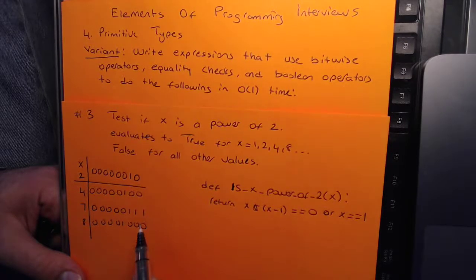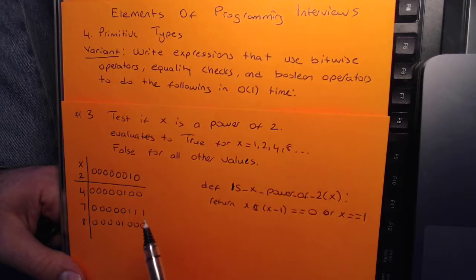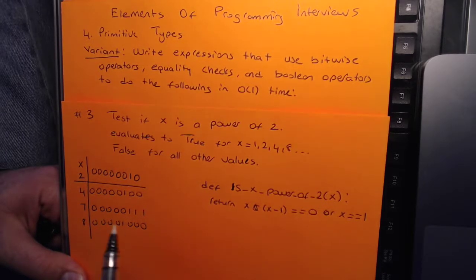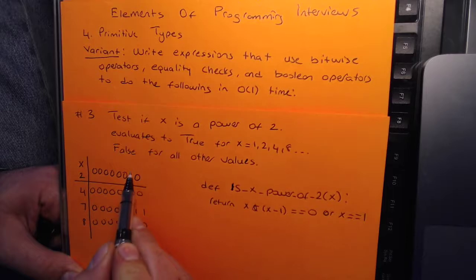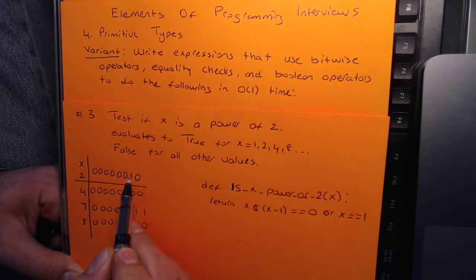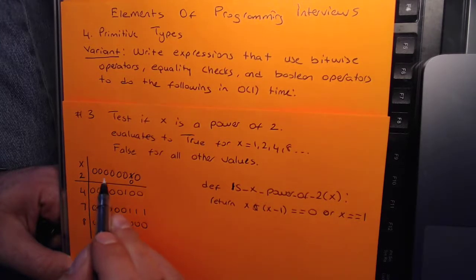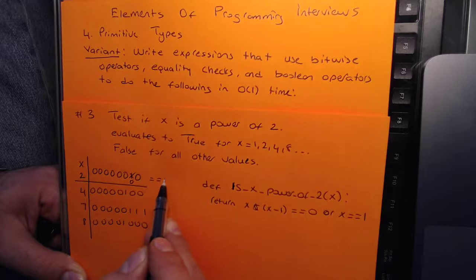So if we find a way to erase that only set bit, the number should become 0. What I mean is, if I can find a way to unset this bit, like the second bit here, and turn it into 0, that means my number overall should equal 0.